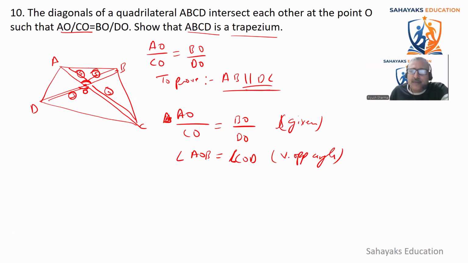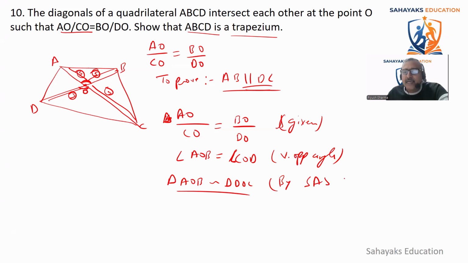So what does this imply? This implies triangle AOB is similar to triangle DOC. Both the triangles are similar. By which rule? Tell me. By SAS similarity rule. By SAS similarity conditions. So this is side, angle, and then side. Then again side, angle, and then side.